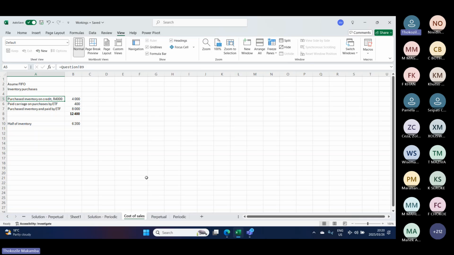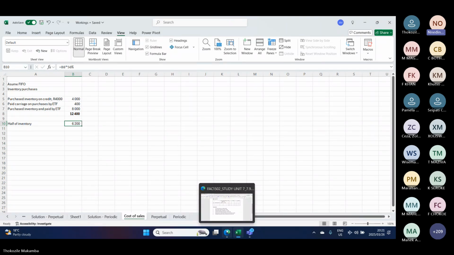I don't understand. Remember we said we purchased 4,000 worth of inventory, right? Yes. Then we had to pay presumably 400 to get the inventory in, right? Yes. And then we purchased more inventory for 8,000. So therefore, our total cost of acquiring the inventory is 12,400, right? Okay. And then half of the value of the 12,400 is the 6,200. I'm not sure if I'm answering your question correctly.